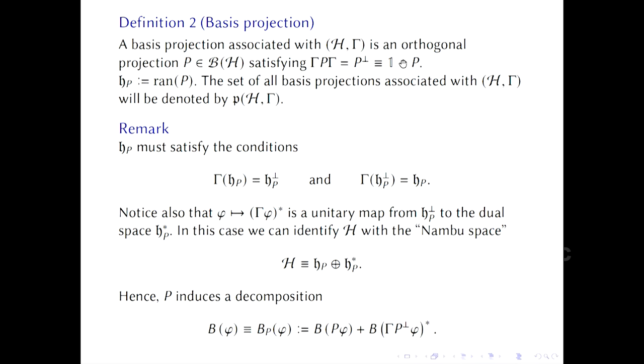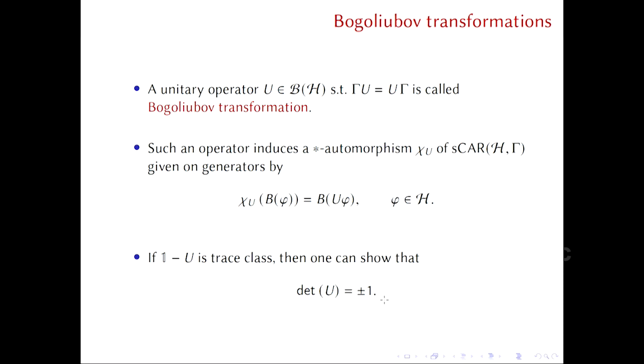Once you have a self-dual projection, then you can show that the Hilbert space will split in this form, which is what we also find in the literature as the Nambu space. So the formalism is just a bit more mathematical version of Nambu space. And this leads, in turn, to the decomposition of these operators in creation and annihilation parts. Well, Bogoliubov transformations in this context are given by unitaries that commute with the real structure, and they induce automorphisms in this way. So you can work on generators, and the transformed generator is given by this expression.